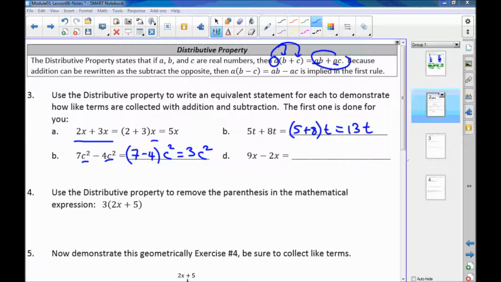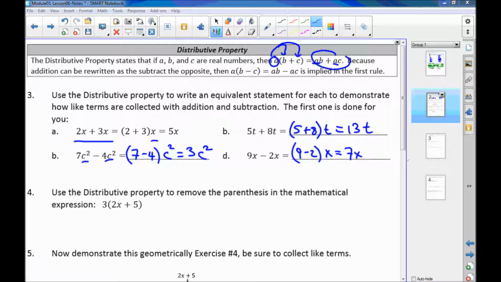Same thing with our last one. We can undistribute the x. Notice it's really the distributive property, but I like to call it undistributing because we're taking it out instead of putting it back in. So this is going to become 9 minus 2 times x, which is 7x.